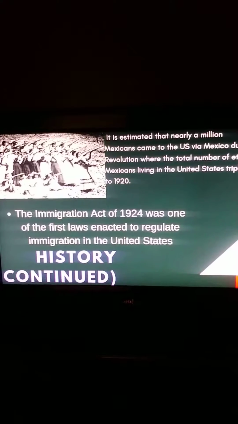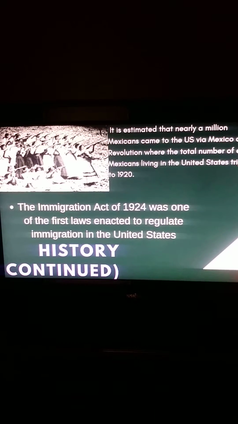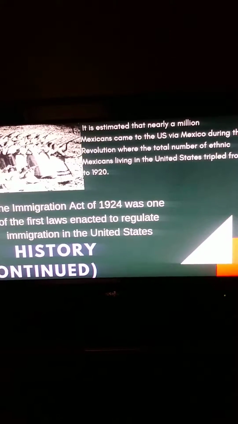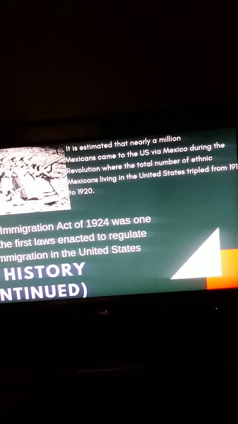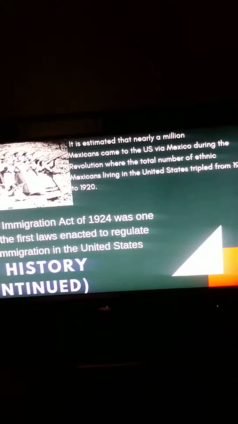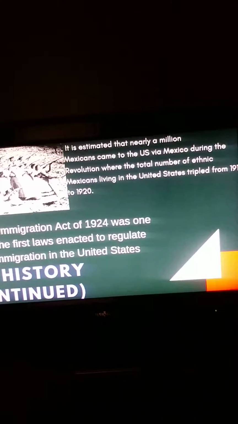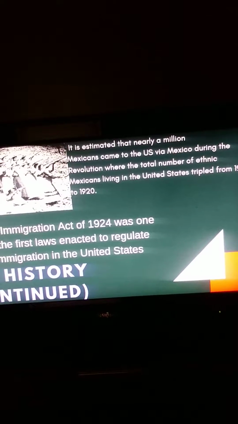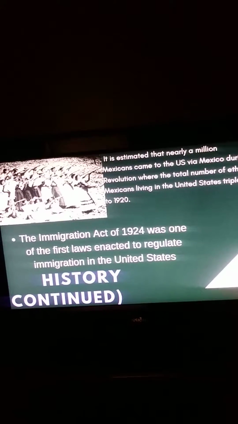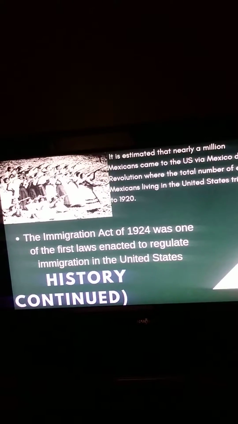It continued when nearly 1 million Mexicans came to the United States during the Revolution, when the total number of ethnic Mexicans living in the United States tripled from 1910 to 1920. The reason for the influx was the Mexican Revolution against President Diaz at the time. The Immigration Act of 1924 was one of the first laws to regulate immigration in the United States.